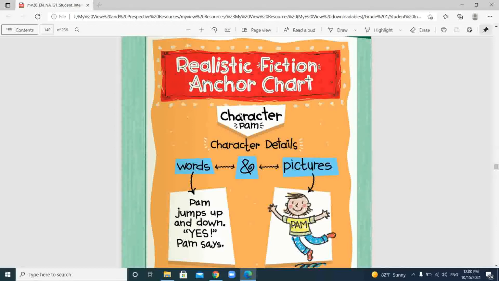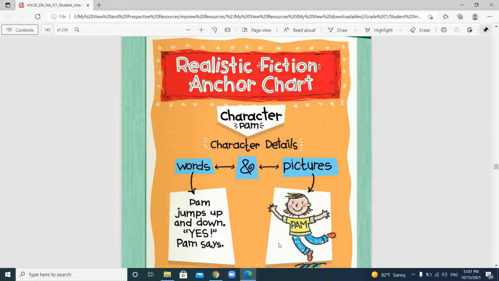Like here, it says, character, Pam. What is the name of the character? It says on her shirt, Pam, right? Character details, details about the characters. We know from the words, it says here, in the story, for example, Pam jumps up and down. Yes, Pam says. So we know from the words in the story that Pam likes to jump up and down. It shows you the action that she's jumping up and down. What does Pam say? She says yes. She says it with excitement, with strong feelings. How do I know? From the exclamation. What else? I look at the picture and see that she's doing something.